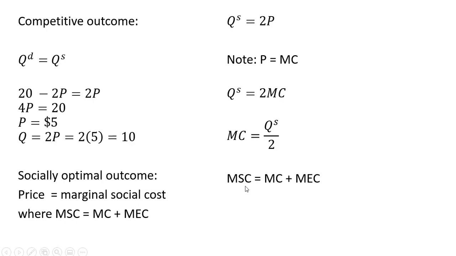And then we want to get marginal social cost. So we're going to take our marginal cost equation and add to it our marginal external cost. And we said in this problem, marginal external cost is constant at 2. So here is our marginal social cost equation.